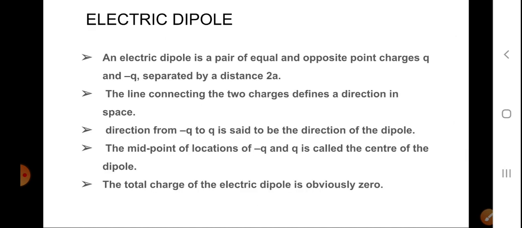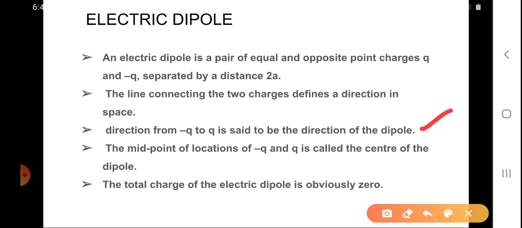The first one: an electric dipole is a pair of equal and opposite point charges q and minus q separated at a small distance 2a. The line connecting the two charges defines the direction in space. The direction of the dipole, by convention again, is considered from minus q to plus q. So if you want to ask what is the direction of the dipole, we can say the direction of the dipole is from minus q to plus q.